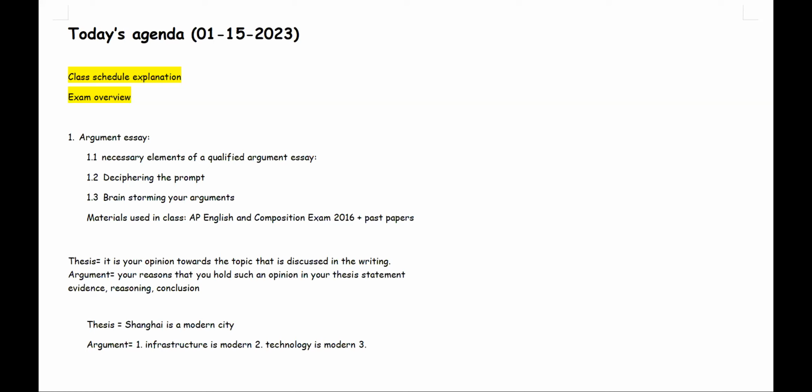Well, kind of challenging now, right? Yeah. That's why we have this agenda today: how to brainstorm your arguments systematically.